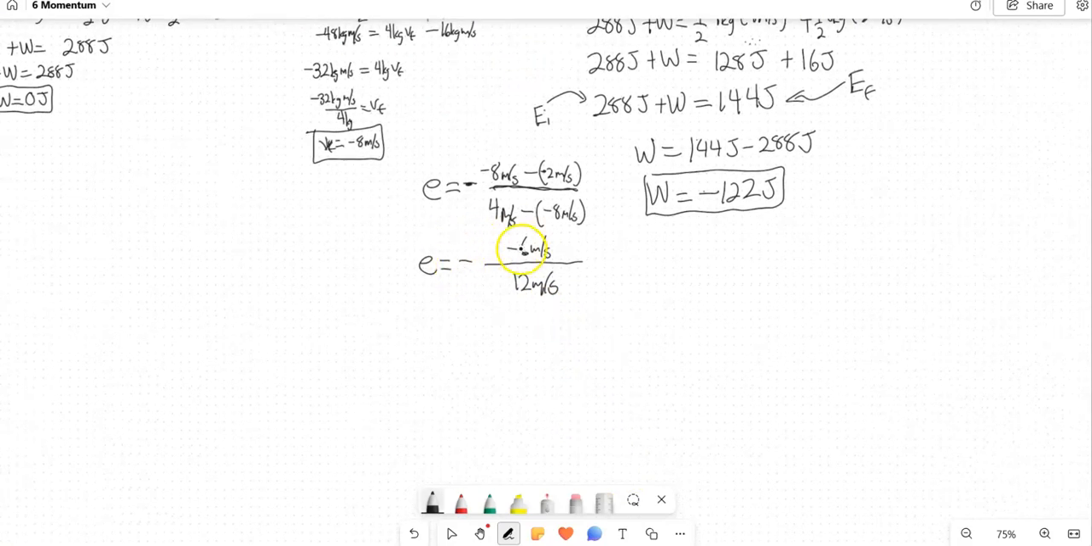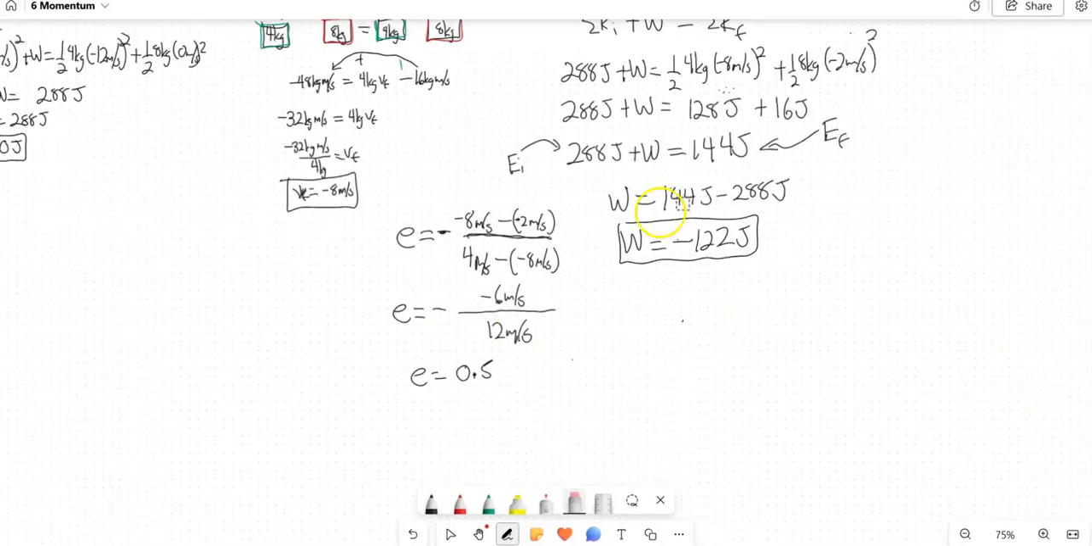This negative, so this is going to be equal to a negative times a negative, which is a positive, so it looks like E is going to be a half, 0.5. That is what the coefficient of restitution is. I shouldn't have said it was 50%, but the coefficient of restitution is 0.5.